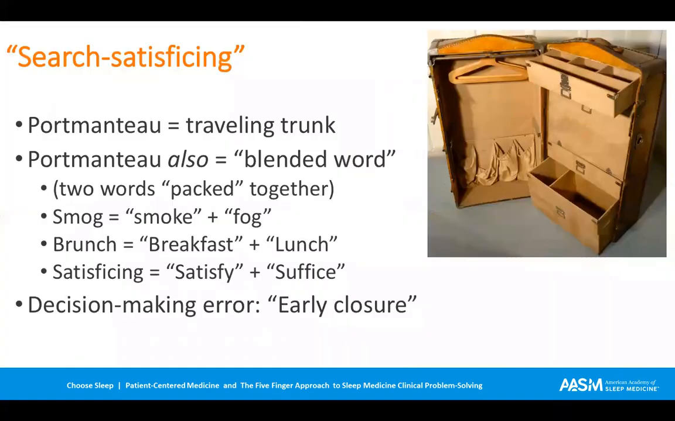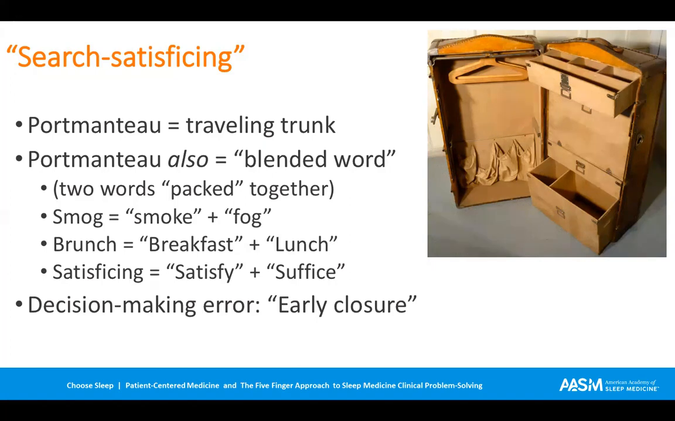So there's a decision-making term that's known as a search satisficing error. The term satisficing is a made-up word. It's actually a portmanteau, which is derived from a French term which refers to a traveling suitcase. The idea is that two different words are packed together to form a new word that combines elements of both. Common examples that we're familiar with include brunch and smog. So the term satisficing blends the words satisfy and suffice.